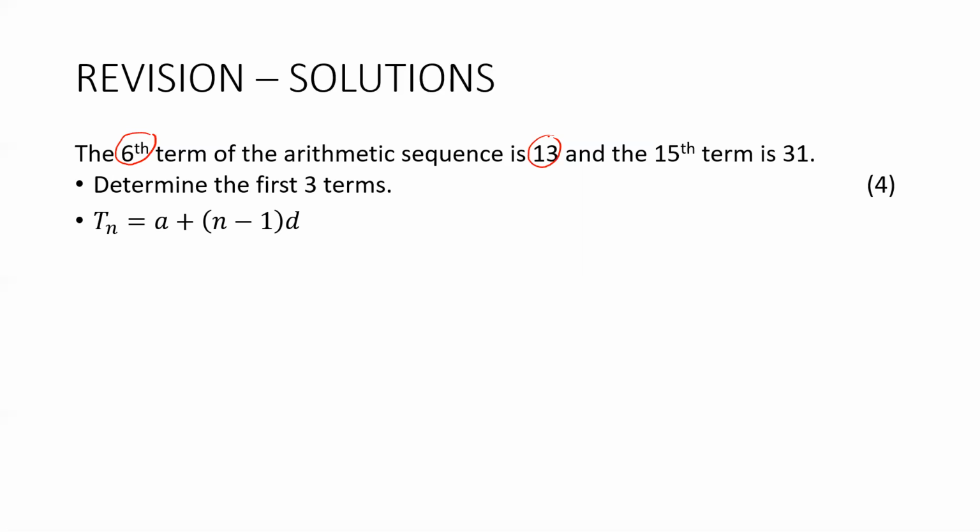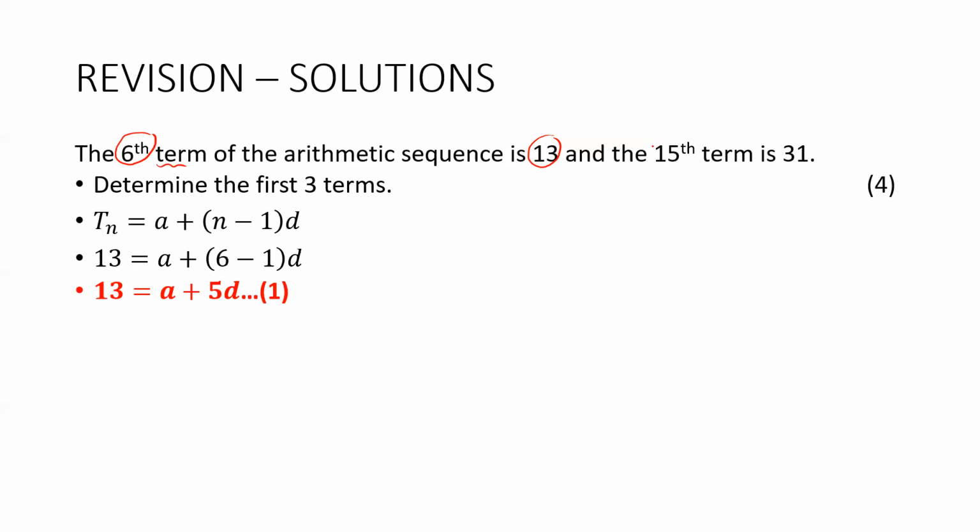So I'm just going to use the general term because they're talking about terms. Where there's Tn, I will substitute 13, and where there's n, I will substitute 6. Are we good? Yes. When I simplify this, this is what I will get: 13 is equal to a plus 5d. We just call that equation number 1. So if they give it to you like that, you need to find an equation.